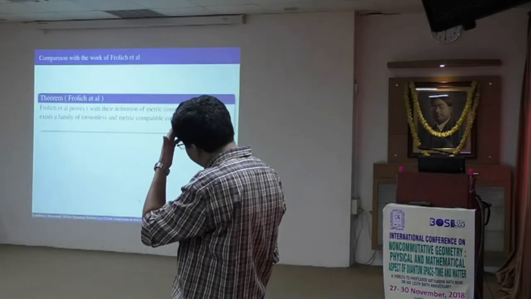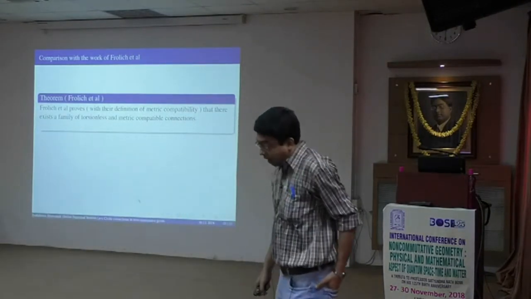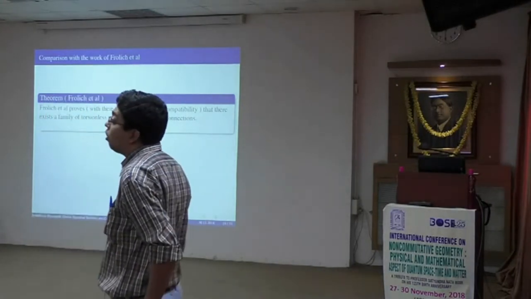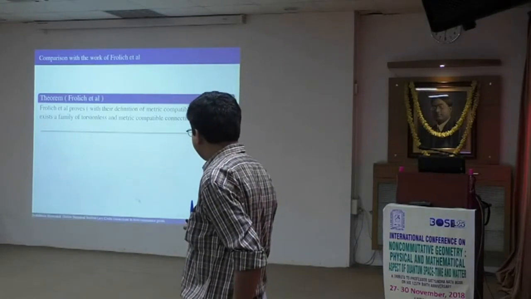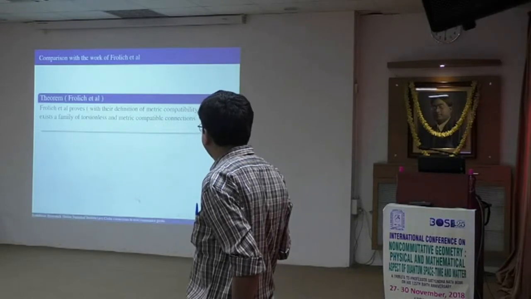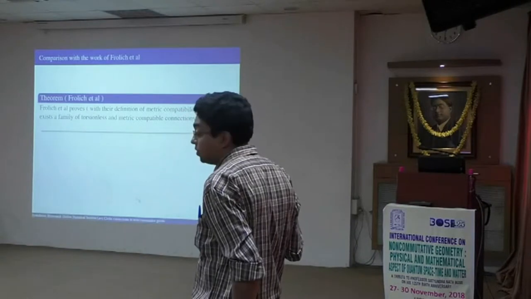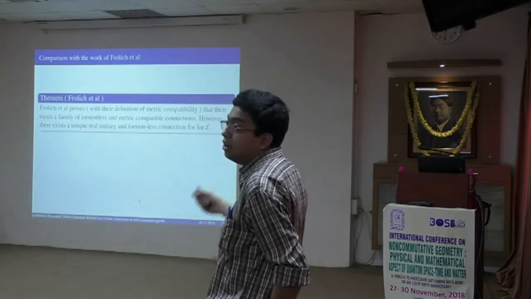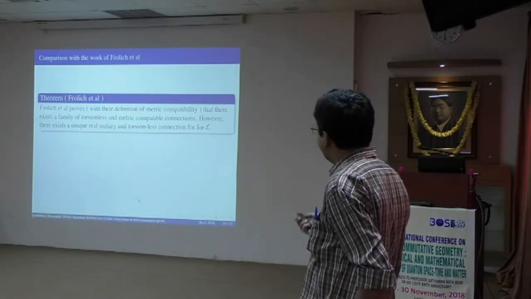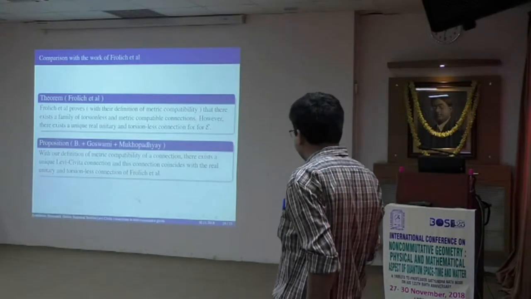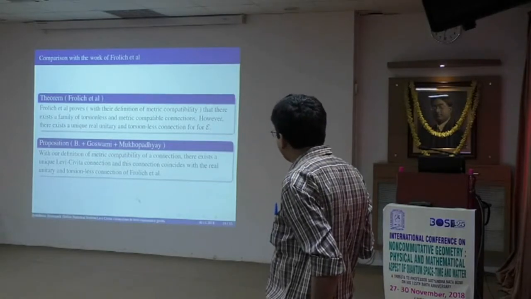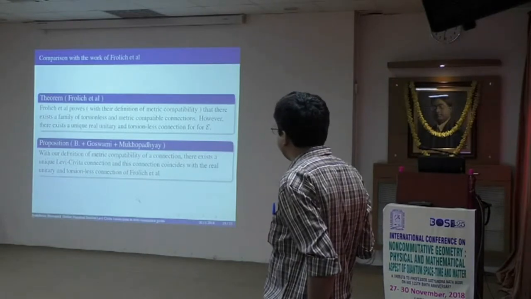So let's recall that Frolich et al. had already worked with this example, and firstly they had worked with the Hermitian matrix, and secondly their metric compatibility was different. So they had proved that there exists a family of torsionless and metric compatible connections. So this metric compatible is in their sense. But if you impose an additional reality condition, then they got the uniqueness. So what we have observed is that with our definition, there exists a unique Levi Civita connection, and this connection coincides with the real connection of Frolich.